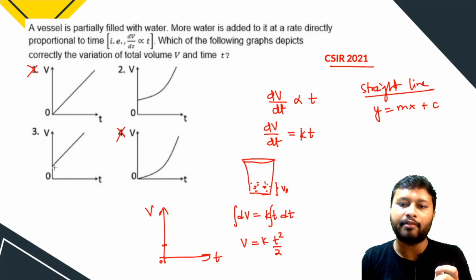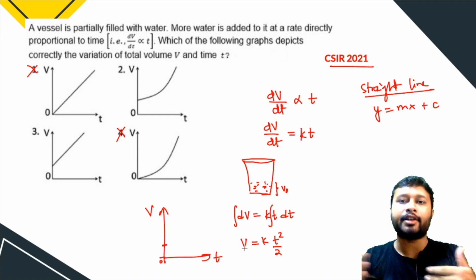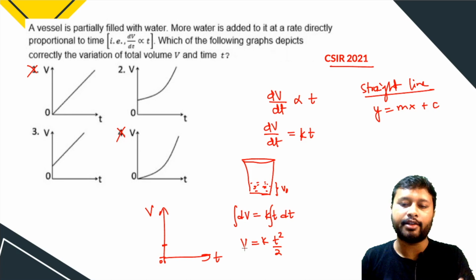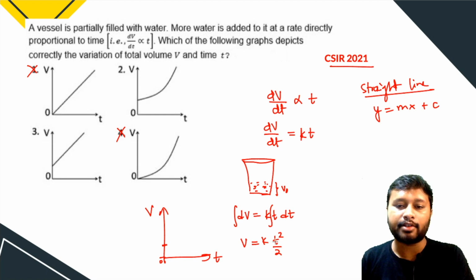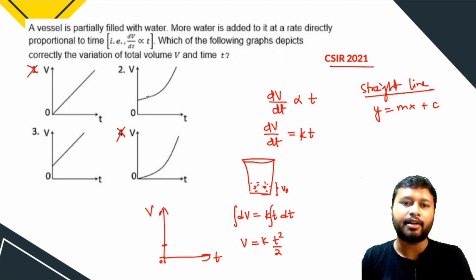So this would have been our correct answer if the relationship between volume and time were a straight line, like a linear relation. That's not happening, right? The relationship is not linear. You can see it's a quadratic relation, or called a parabolic relation. So because of this, your correct answer is option number 2.